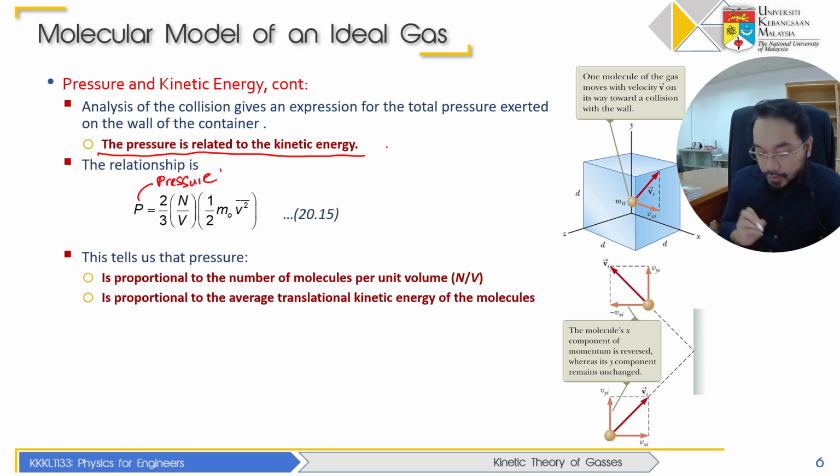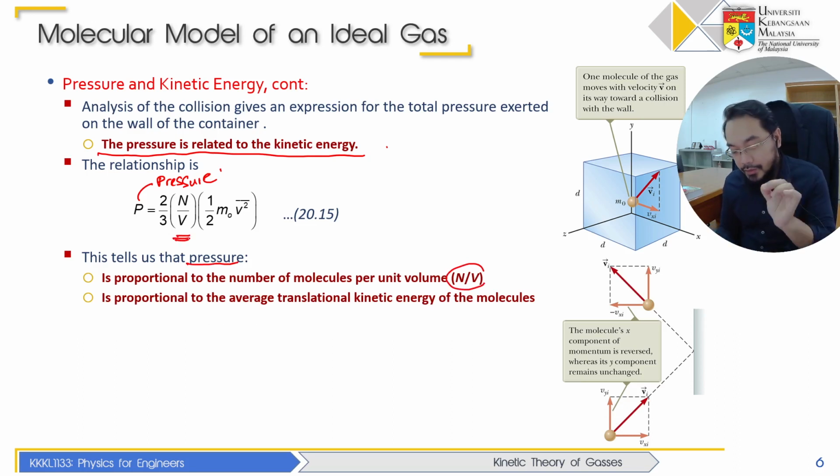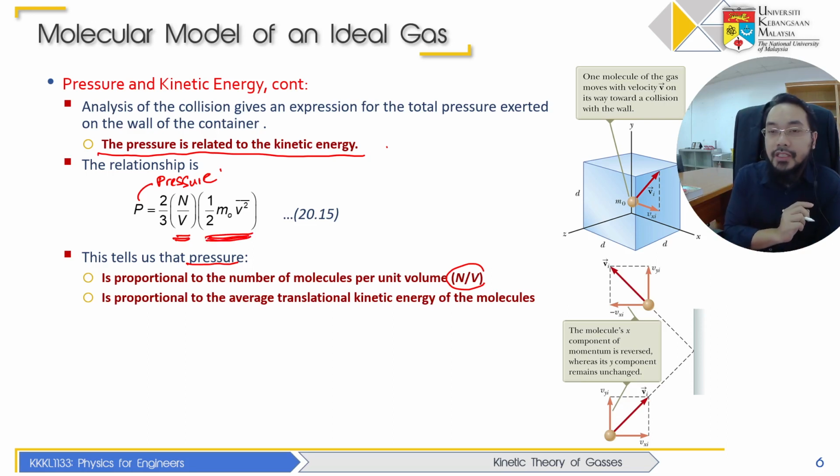So pressure is equal to 2/3 N over V times half mv squared. So we know that this equation tells us that pressure is proportional to the number of molecules per unit volume, which is this term here. And then pressure is also proportional to the average translational kinetic energy of the molecules, which is this component here. You should be familiar with this equation, which is just the kinetic energy of an object with mass m moving at velocity v.